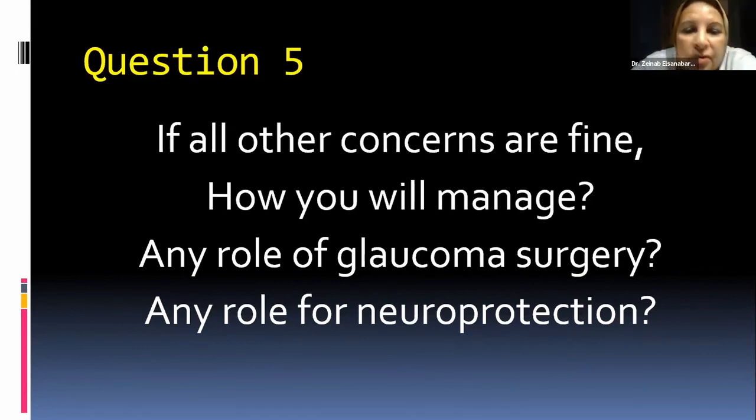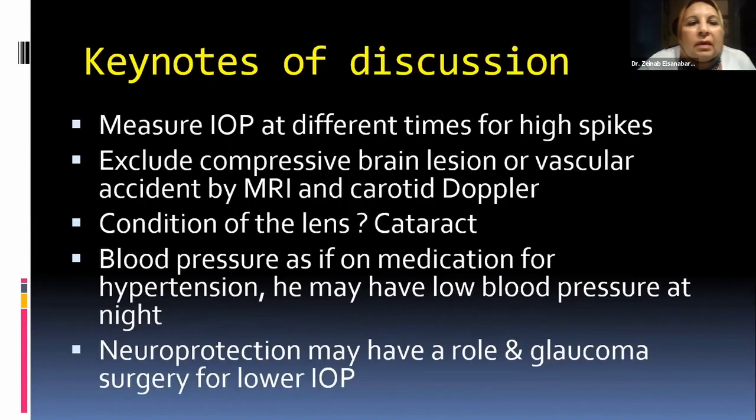Yes, I agree with you on the role of neuroprotection. Then we can conclude the keynotes of our discussion: measuring IOP at different times is essential to diagnose IOP spikes. We should always, in this condition, exclude any confounding pathology, like vascular accident by carotid Doppler or compressive brain lesion by MRI. We should look at the lens, of course, and as you have said, we are glad if we have cataract. The blood pressure should be monitored very well to avoid nocturnal hypotension. And in these conditions, we may look for the neuroprotective effect, especially of ginkgo biloba and other measures.